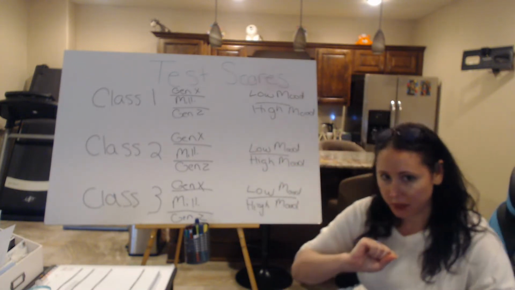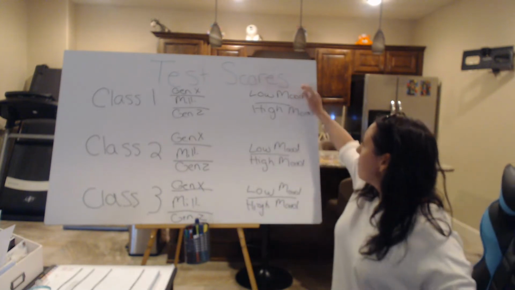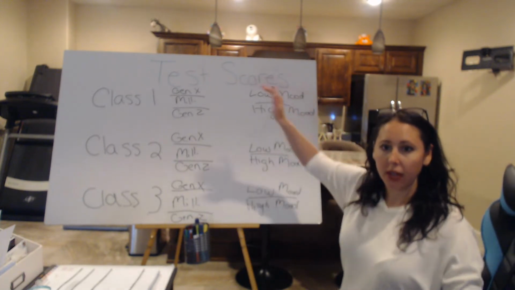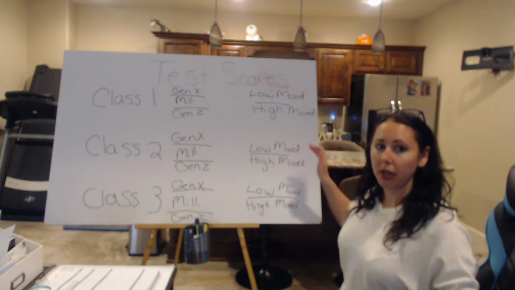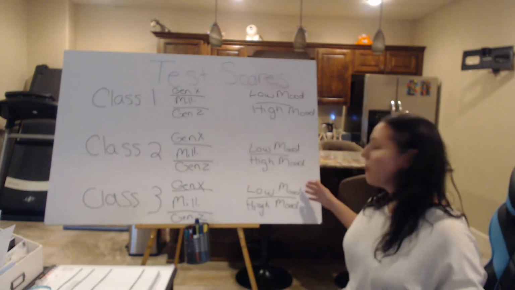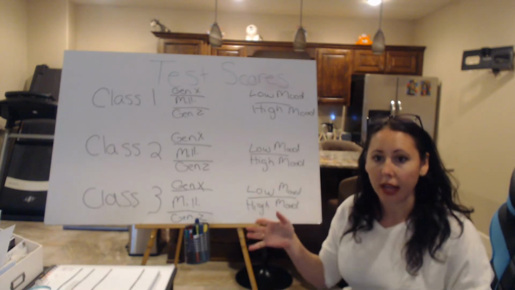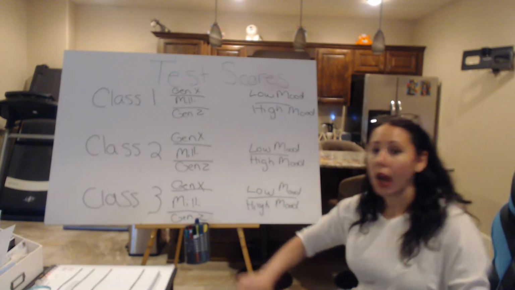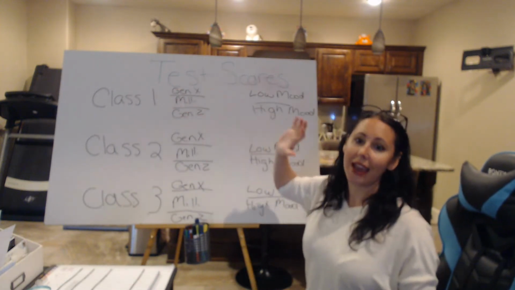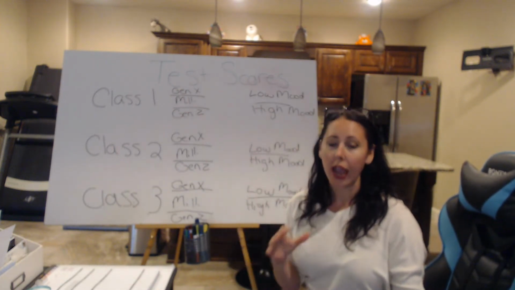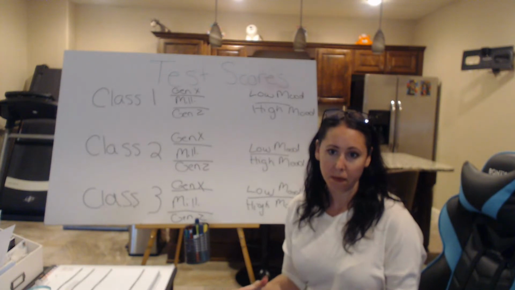I would have 6 groups that I'm comparing because I'd have my low mood and my high mood in class 1. I'd have my low mood and my high mood in class 2. And I'd have my low mood and my high mood in class 3. So again, I'm no longer comparing just my 3 classes. I'm looking at a second factor at the same time.